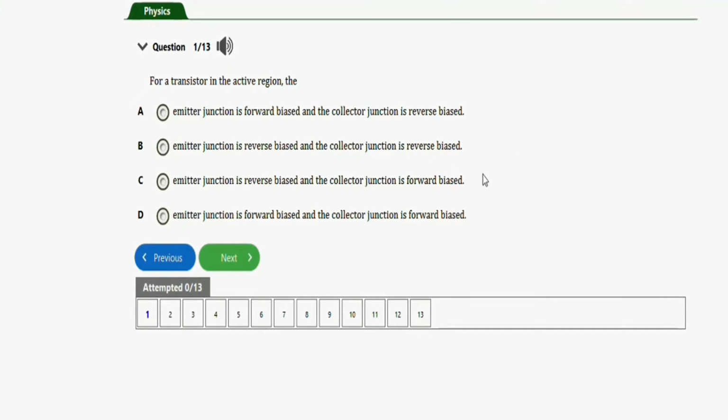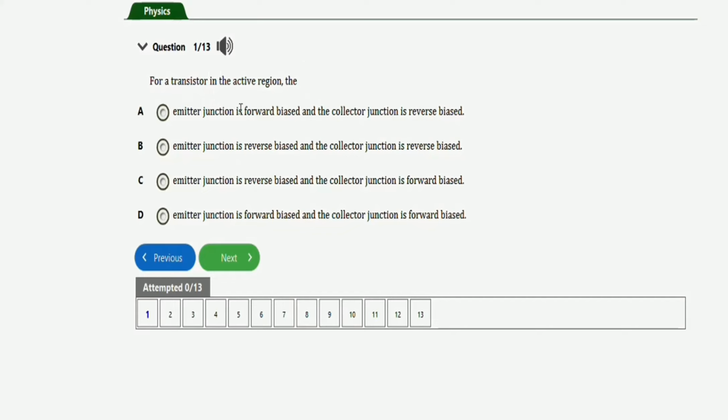In this video, we are going to learn how to deal with these JAMB Physics exam repeated questions under the subtopic Transistors in Electronics. So we have 13 questions to practice with for this subtopic, Transistors. So let's get started.